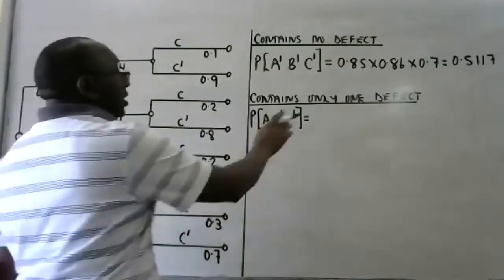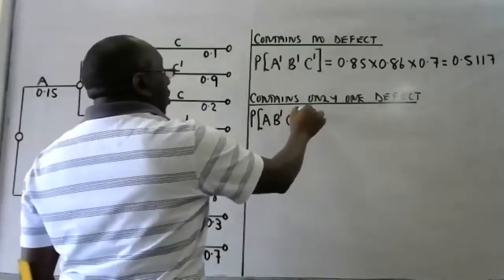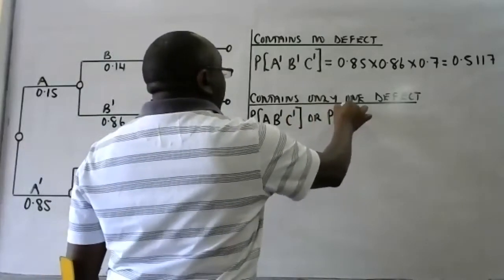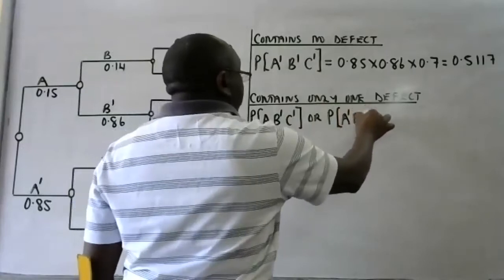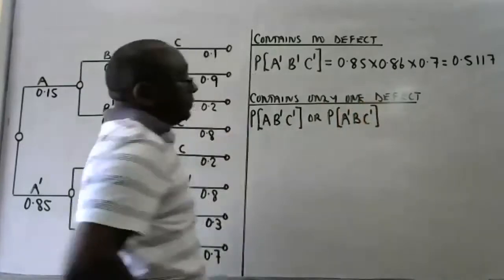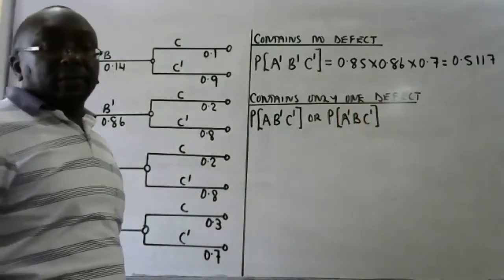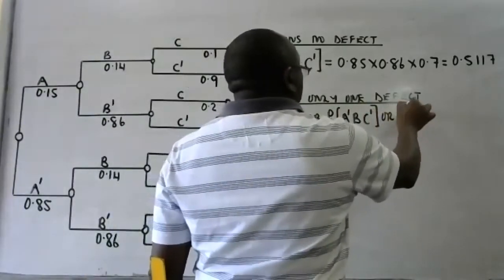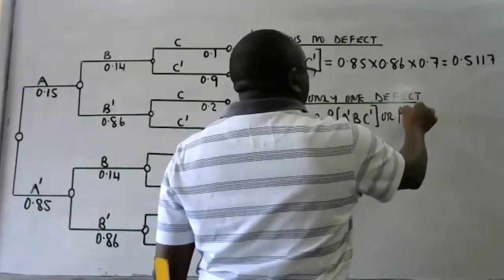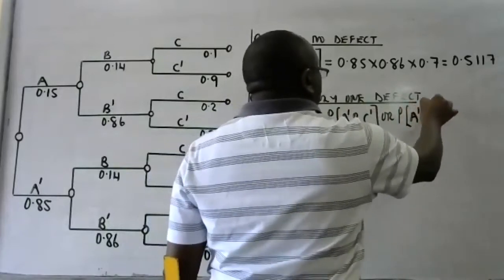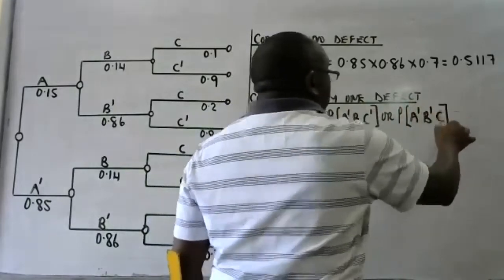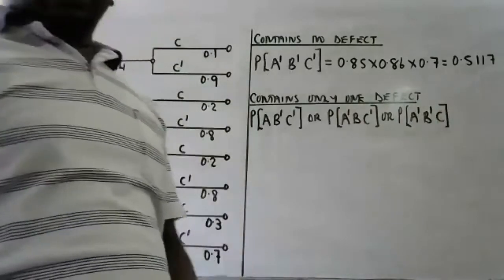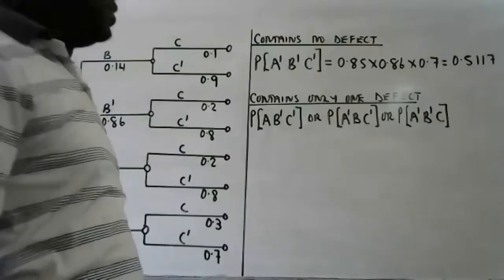Or you don't have A, you have B, and you don't have C. Or the probability that you don't have A, you also don't have B, but you have C. So that is the meaning of one defect.